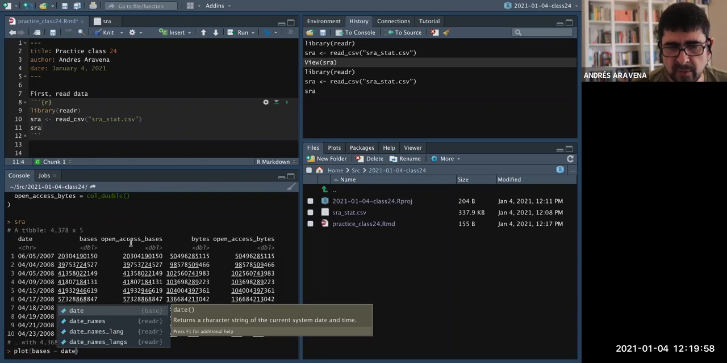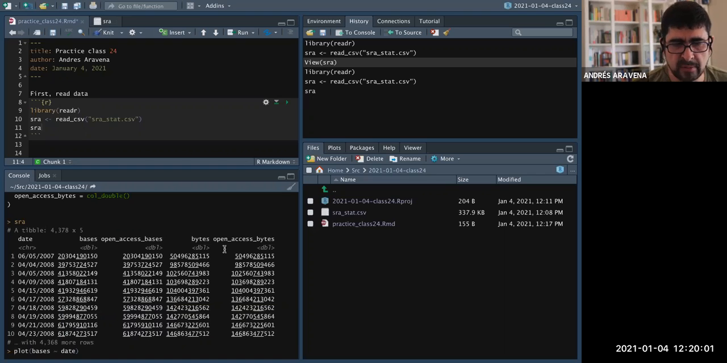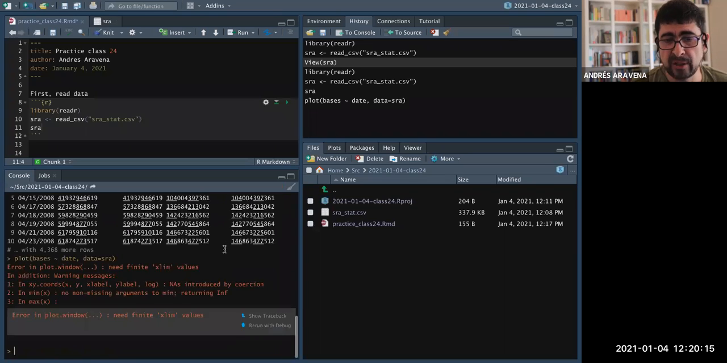Or just bases. No, we don't need to open access bases, just bases, because total bases is bases, okay? Data equal array. And will it work? Will it work? Error.